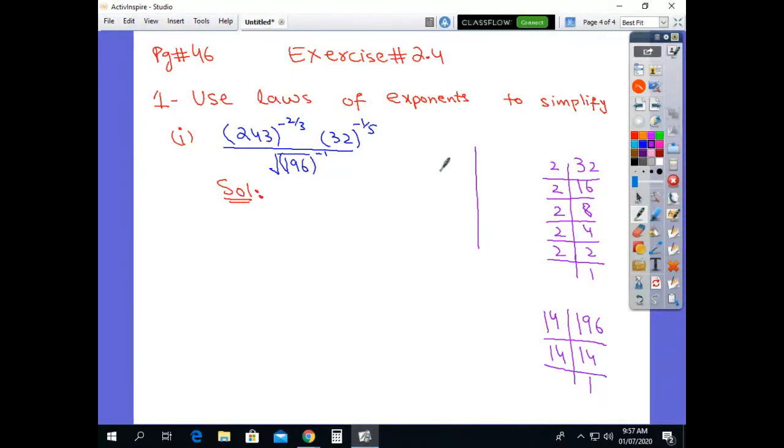Similarly, if we have 243, we divide it by 3, it becomes 81. Again by 3, it becomes 27. Again by 3, it becomes 9. Again 3, it becomes 3. And then 3, at last it becomes 1.